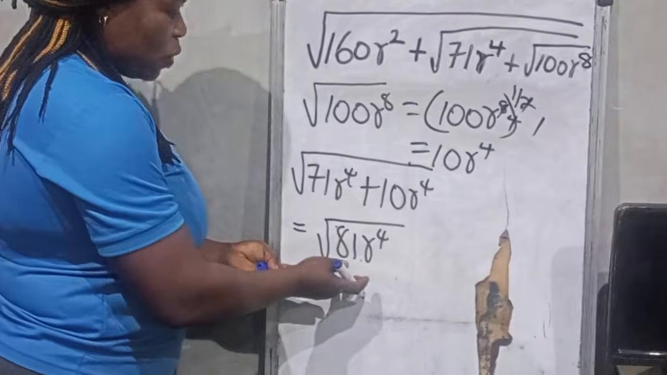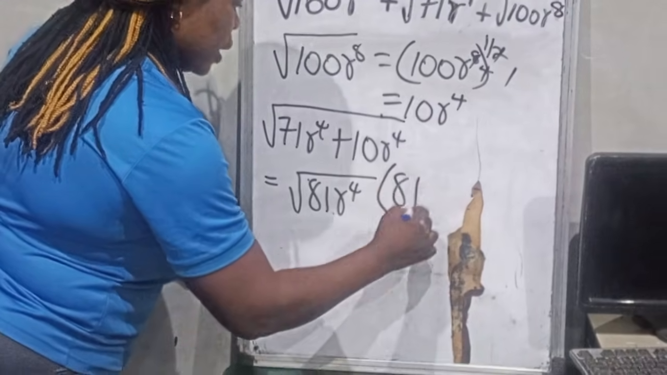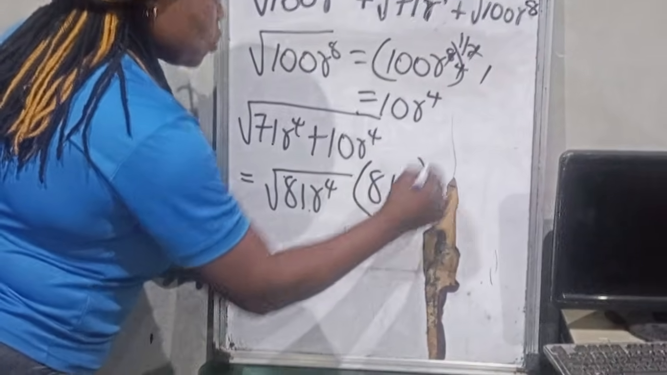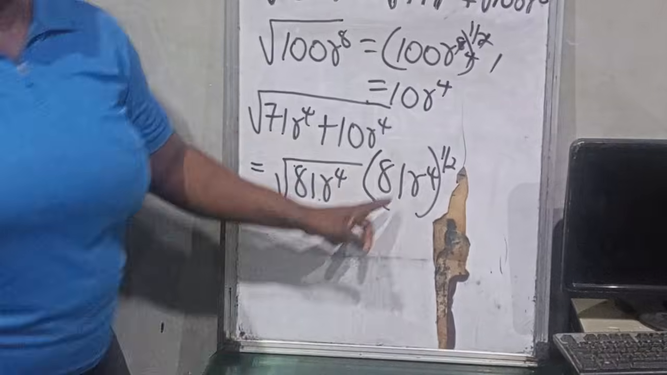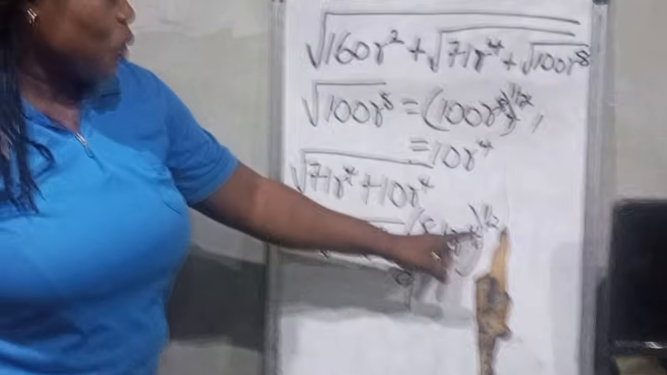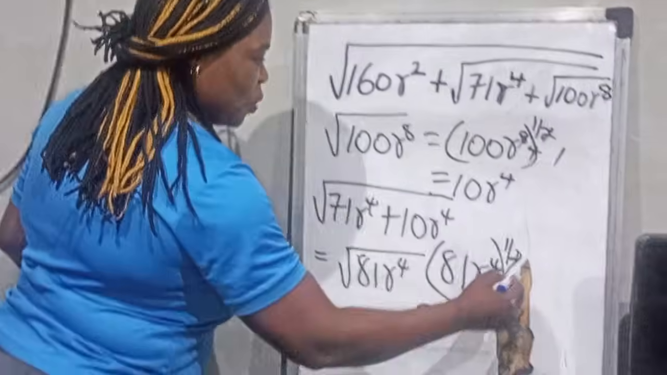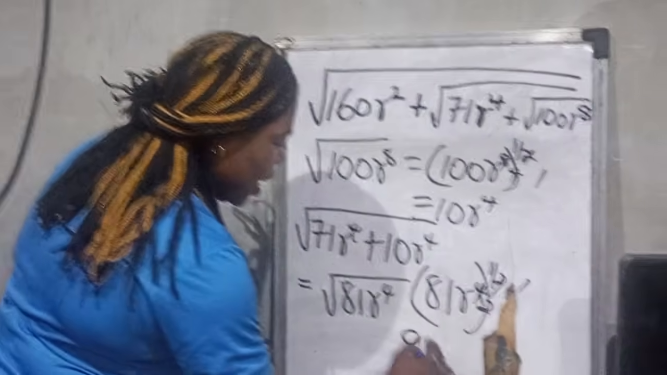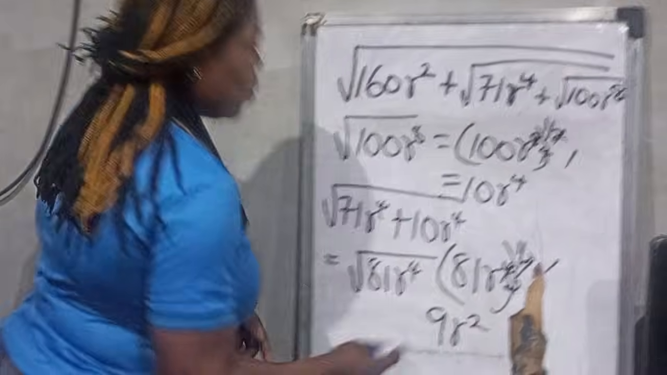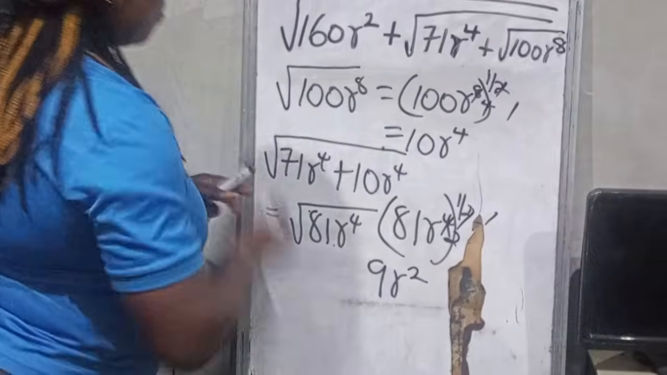If you find square root of 81, you still put it the same way, you have 81r raised to power 4 raised to power 1 over 2. So if you find square root of 81, you have 9. And r raised to power 4 times another power 1 over 2, here will give you 1, here will give you 2. So you have 9r raised to power of 2. I'm going to clean here so that we'll do the rest.